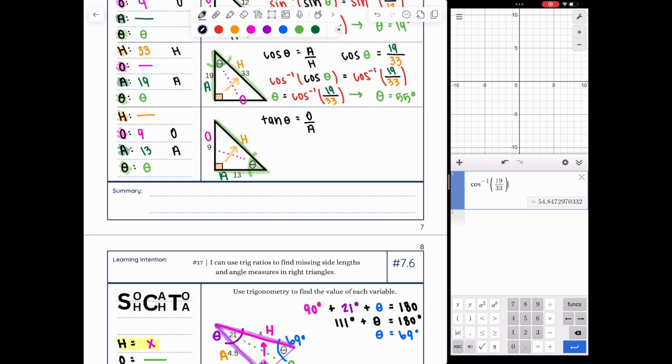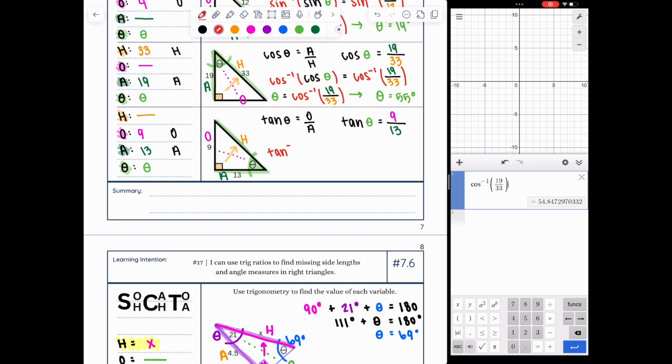So in this case, what I'm going to do is I'm going to replace everything that I do know. Theta is going to stay where it is and the way it is written, but the fraction on the right-hand side, instead of the letters O and A, I'm going to replace those with their values. So it's the fraction 9 over 13. At this point, I know what trig function I need to use, and I have a wonderful formula.